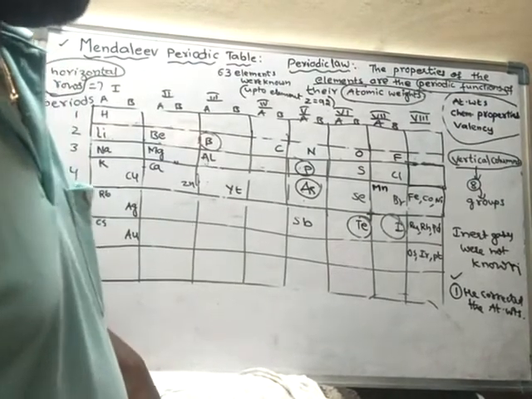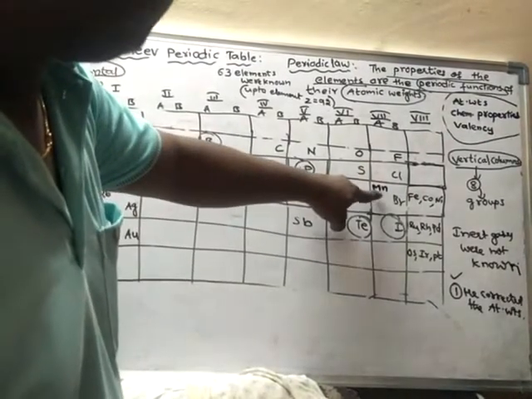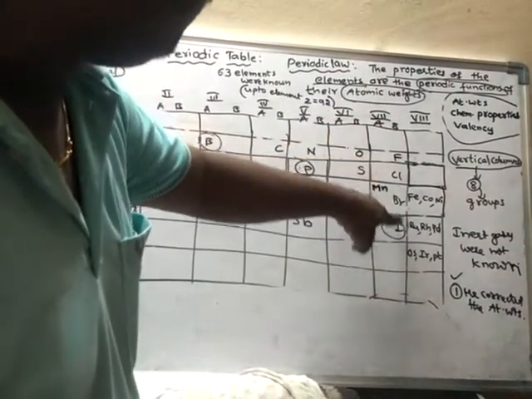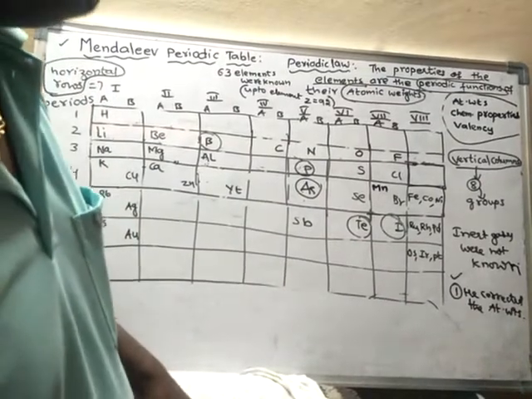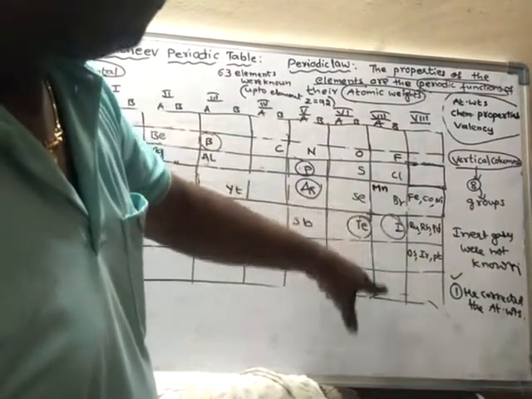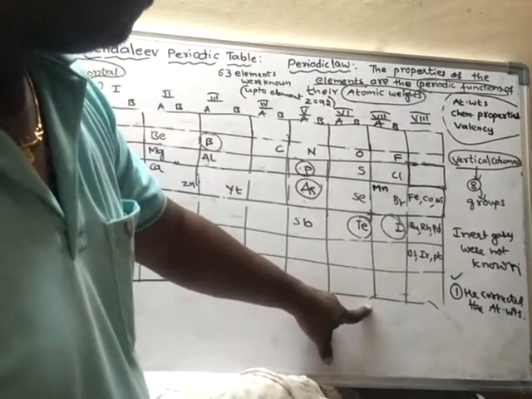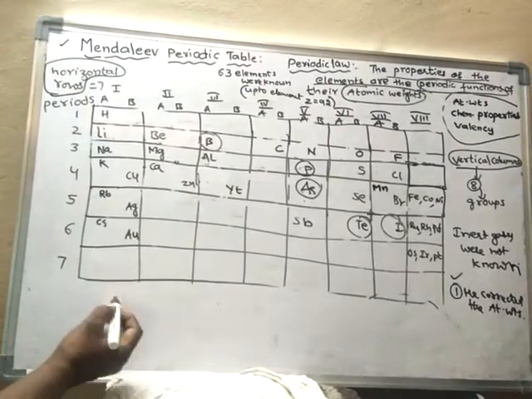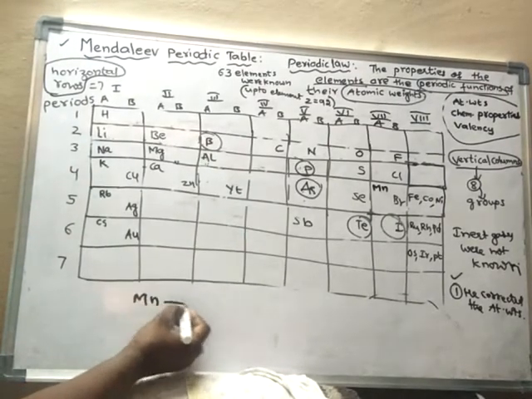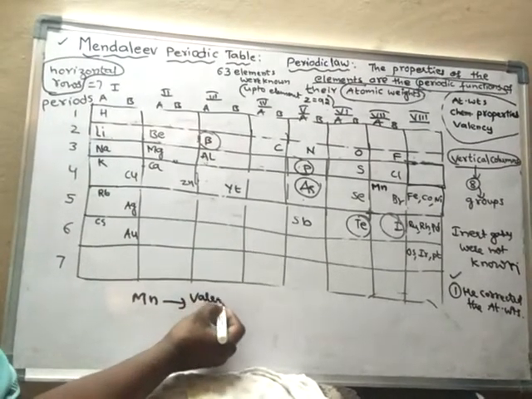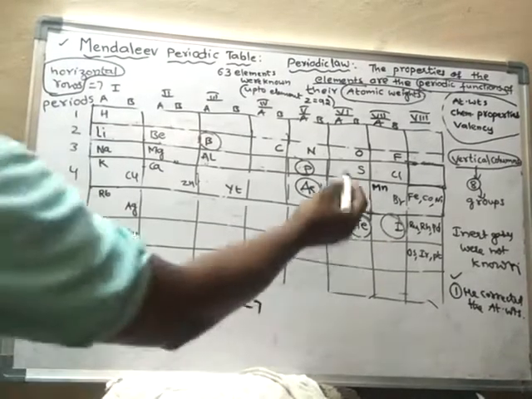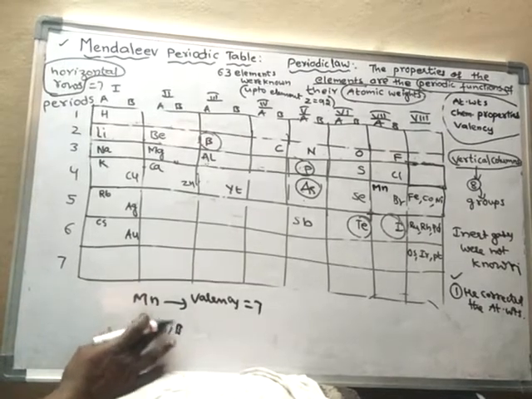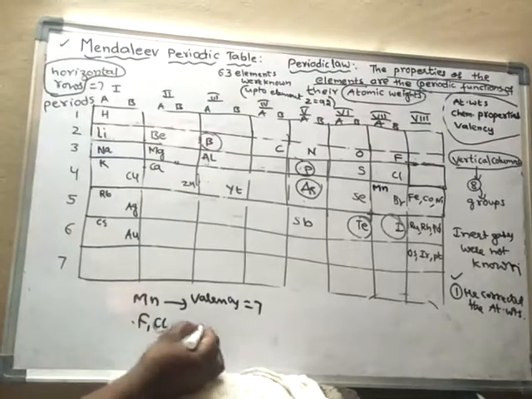Okay, but here manganese is placed along with fluorine, chlorine, bromine, iodine, and so on in the seventh group. Why did he place manganese in the seventh group? Because manganese's valency is 7, and fluorine, chlorine, bromine, their valency is also 7.